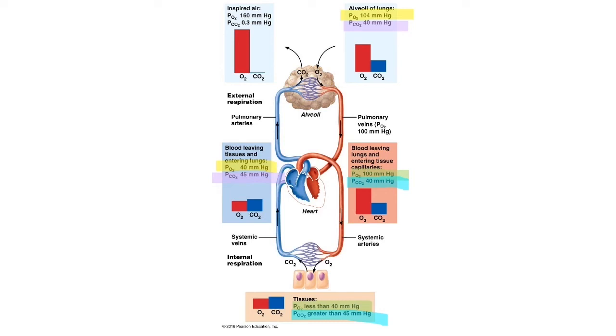The turquoise highlights show the levels of carbon dioxide. In the systemic arteries and thus the capillaries, the partial pressure of carbon dioxide will be 40 millimeters of mercury, compared to a partial pressure of greater than 45 in the tissues. Hence, carbon dioxide will move from the tissues and diffuse into the systemic capillaries.